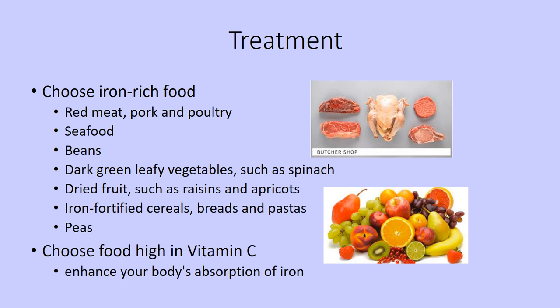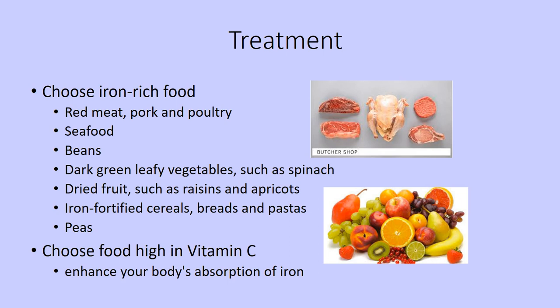Treatment is as easy as choosing iron-rich foods such as meat, pork, and poultry. You can also do seafood, beans, dark green leafy vegetables such as spinach, dried fruit such as raisins and apricots, iron-fortified cereals, breads, pastas, and you can also do peas.